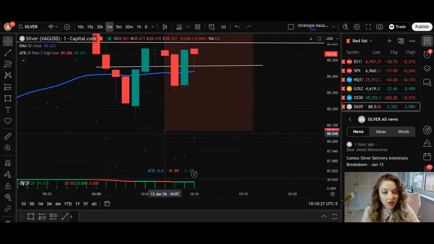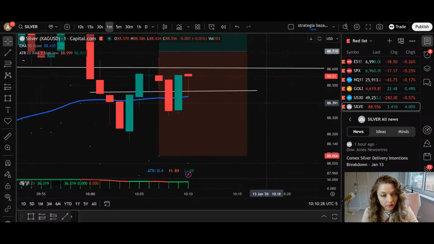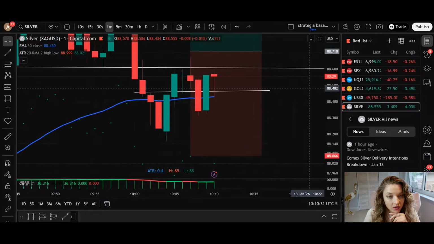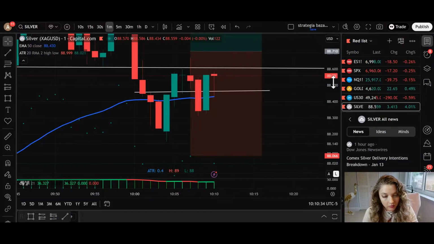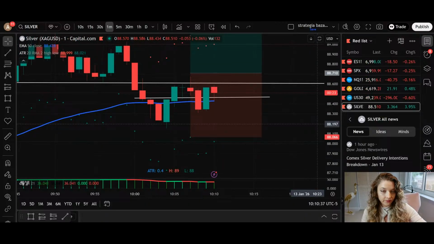There's a 50 MA. Yesterday silver trade hit my take profit. Today, oh, nice.